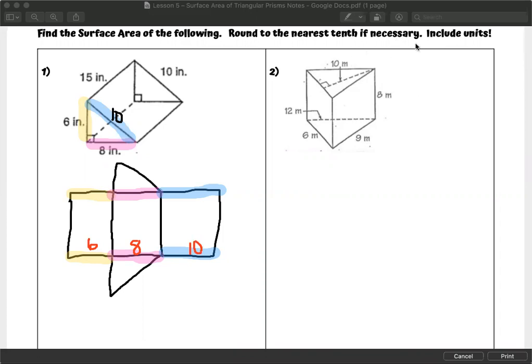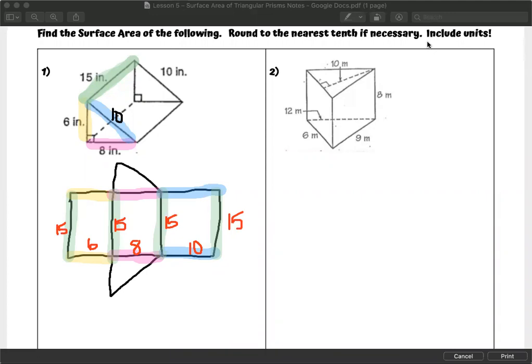The last side that we have is right here. This is the side length that connects triangle 1 to triangle 2, and that is 15 inches. That is going to be the height of all of these rectangles, these lateral faces. So the height of each of those is going to be 15. So 15, 15, 15. You can add another one over here if you want to.